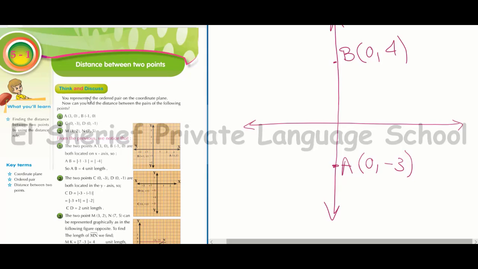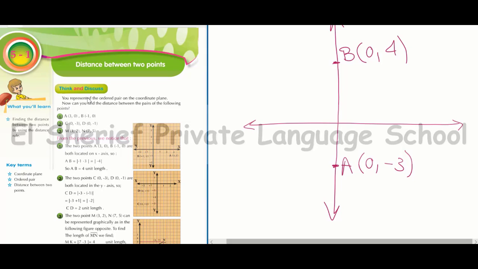Now we want to find the distance between two points A and B belonging to the y-axis. The point A, its coordinates 0 and -3. The point B, its coordinates 0 and 4. We want to find the distance between them.